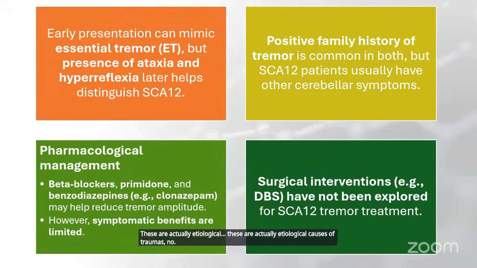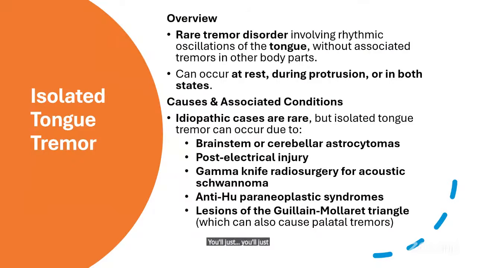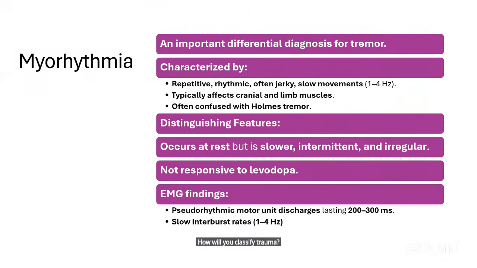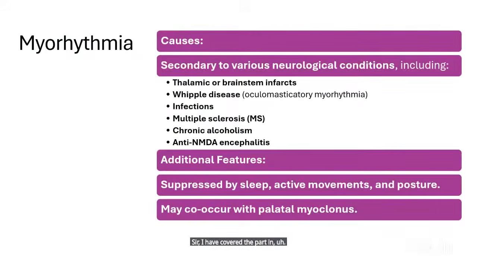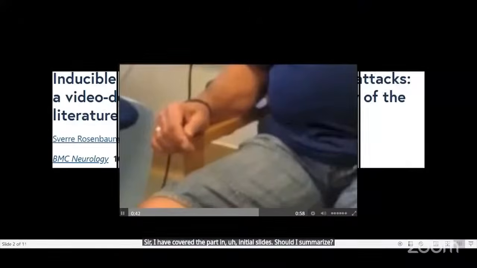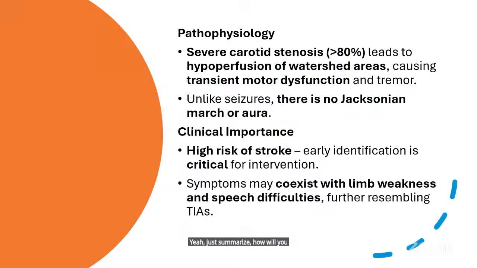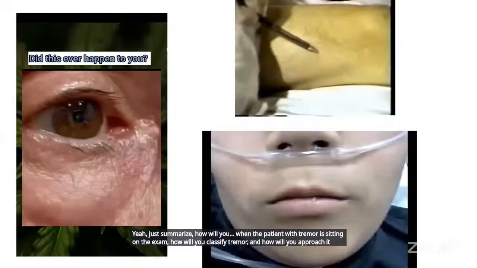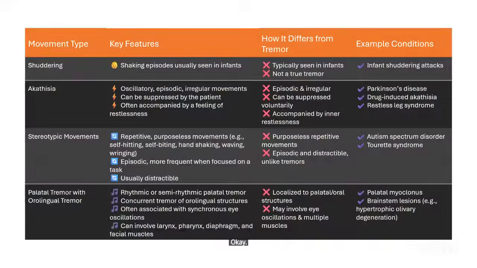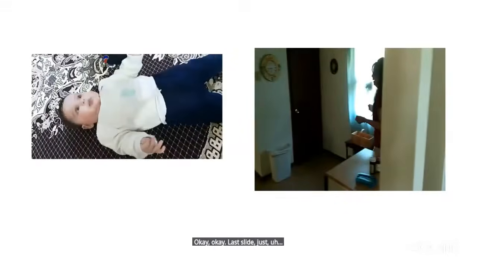Now you will just see how you will approach tremor. How will you classify tremor? Sir, I have covered that part in the initial slides. Should I summarize? Yeah, just summarize how, when a patient with tremor sits in front of you in an exam, you will classify the tremor and approach it. Just summarize that. Okay. Last slide, just last to last.